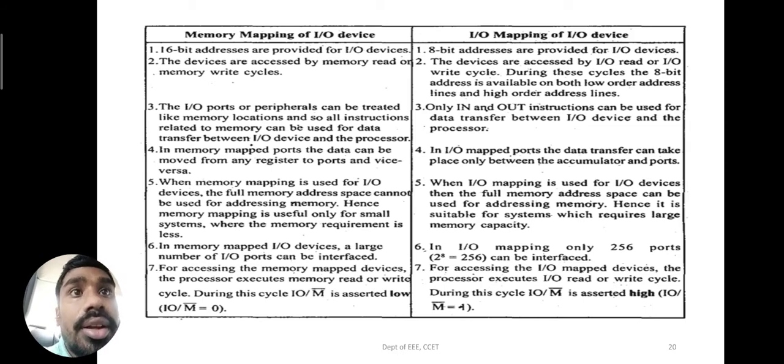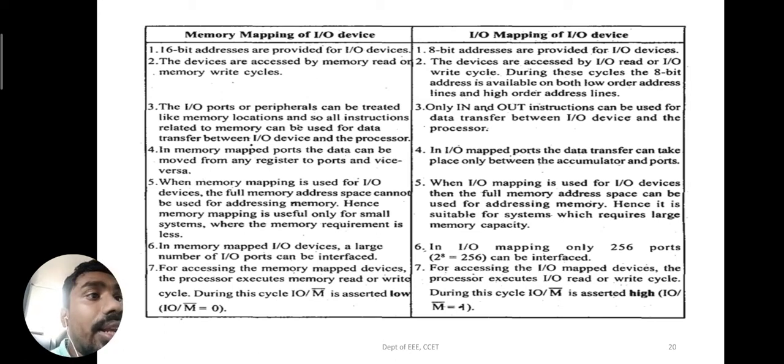Here, again, in memory mapped IO schemes, because the IO devices are mapped as memory, they are accessed with the IO bar M bar signal as 0, whereas in the IO mapped IO scheme, as IO devices are treated as special purpose devices, they can only be accessed through an IO bar M bar signal of 1.